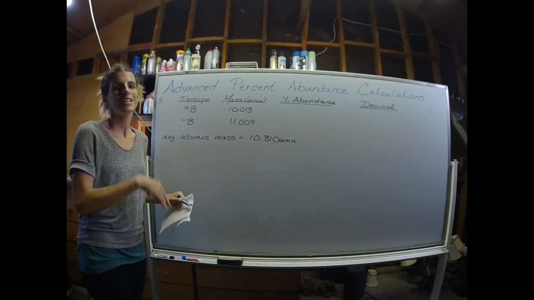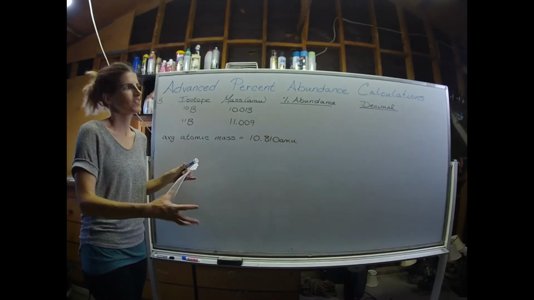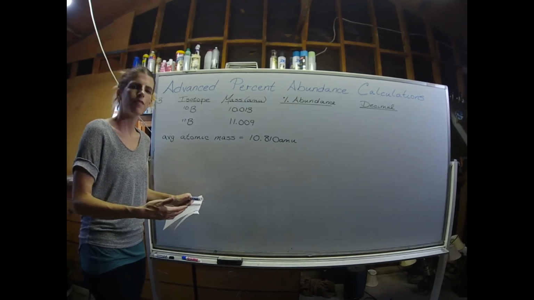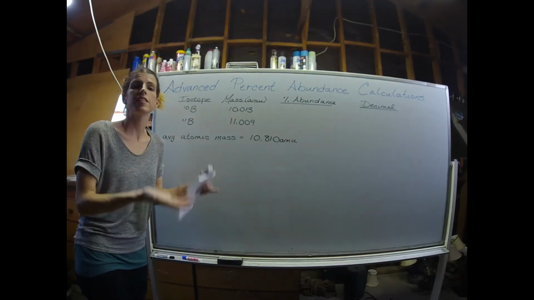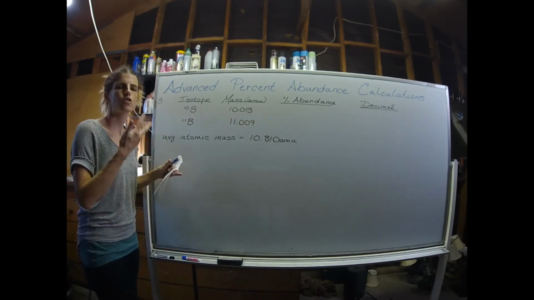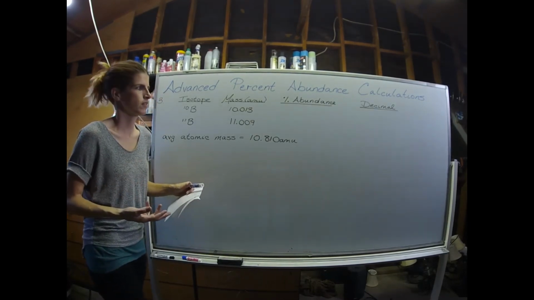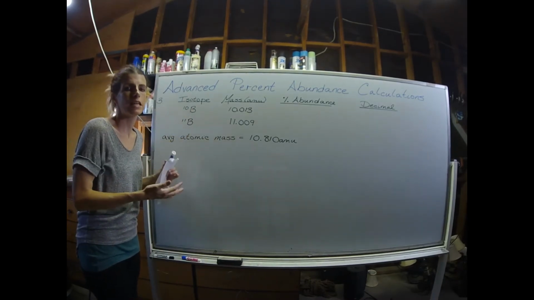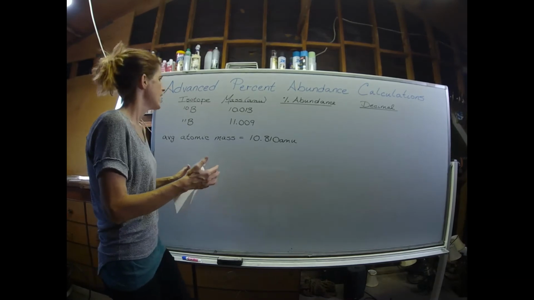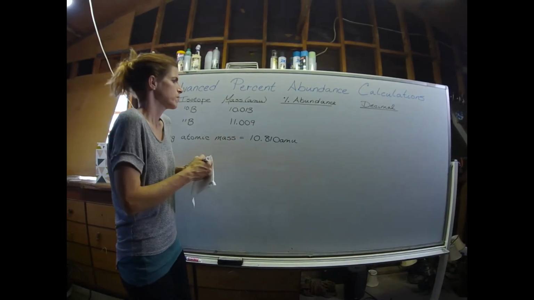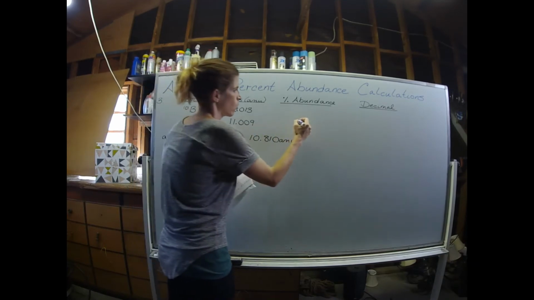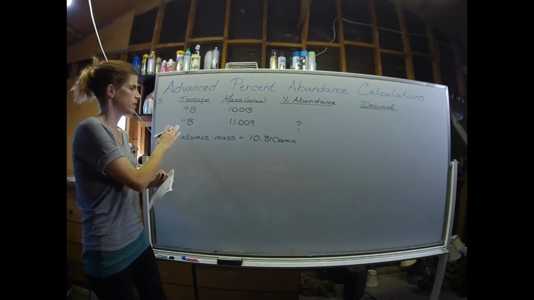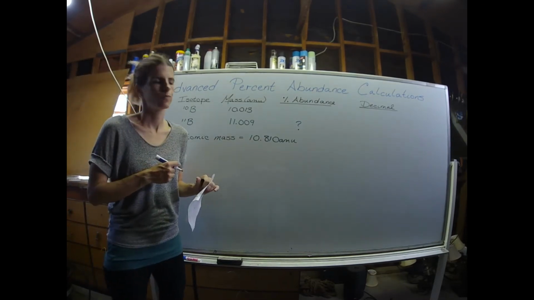So in my opinion, numbers 3 and 4 are the coolest of all of the percent abundance calculations. That's because we're going to have to use, in essence, a system of equations to solve for 2 unknown percent abundances. So what I've done here is I've organized the information that they gave us in the word problem. And for my percent abundance, let me arbitrarily mark one of them with a question mark. So I don't know the percent abundance of boron 11.